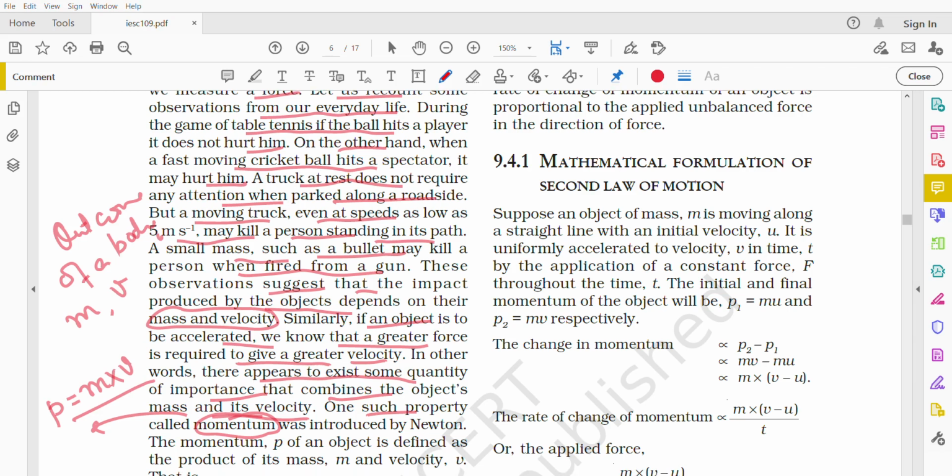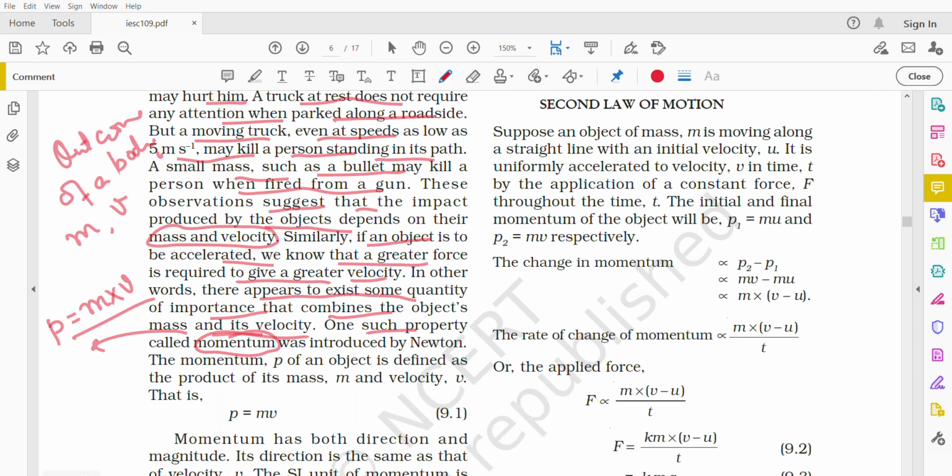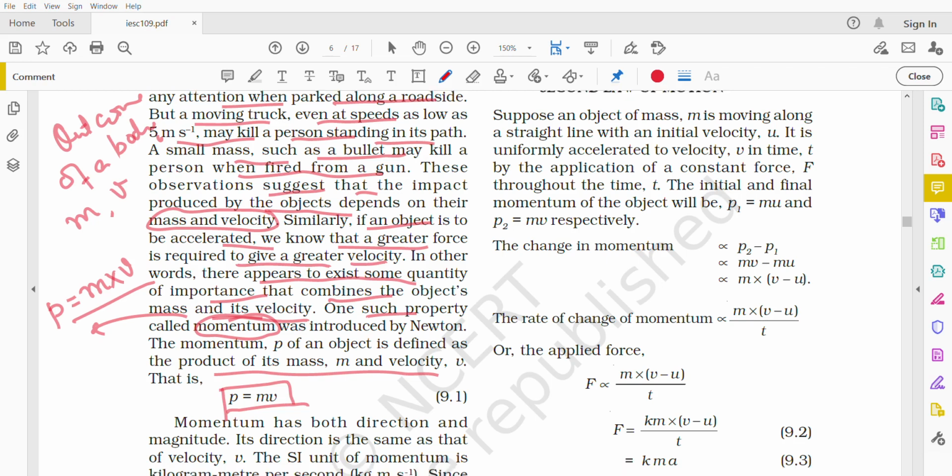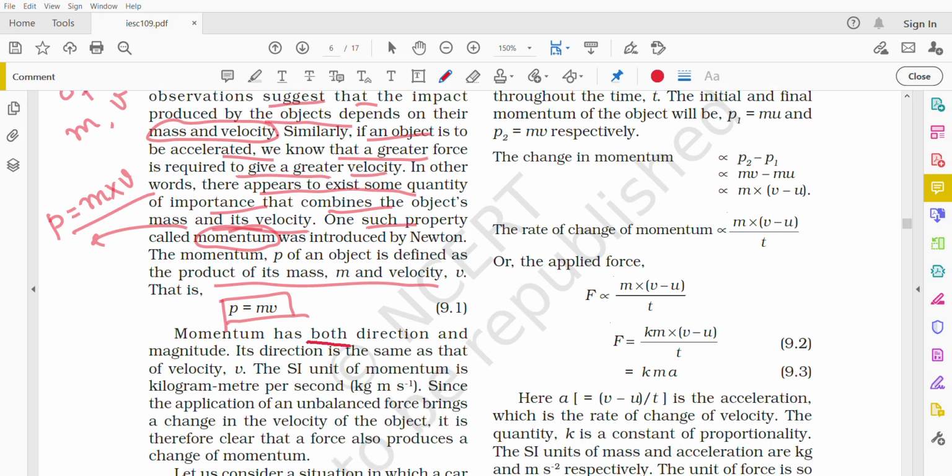Fine. That is what is mentioned here. The product of mass and velocity v is called momentum, which is represented by p, that is equal to m into v. Momentum has both direction and magnitude. How come it has direction and magnitude? Because velocity is a vector quantity which has direction also and magnitude also.